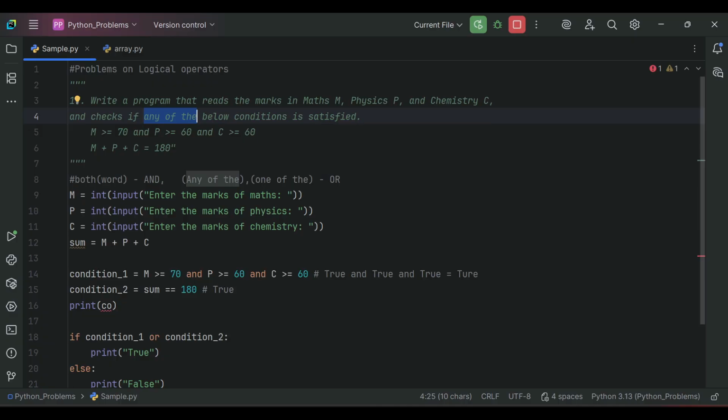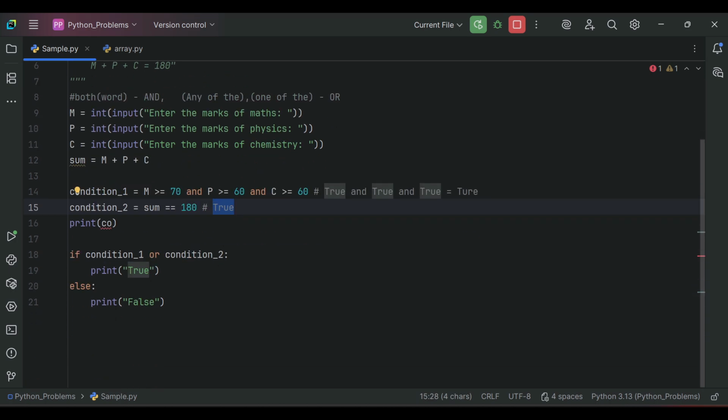Okay, here first we have to take user inputs. Here maths, physics, chemistry I have already taken. And the second condition is asking for the sum. Sum is equal to 180, he's asking. That's why the sum is equal to M plus P plus C. Here condition 1 is the first one: M is greater than 70 and P is greater than 60 and C is greater than 60. Suppose M is greater than 70, then it will become true. Here all three conditions, maths, physics, chemistry, must become true. At that time only the complete condition will become true. Like here also, sum is equal to 180 means at that time it's true.